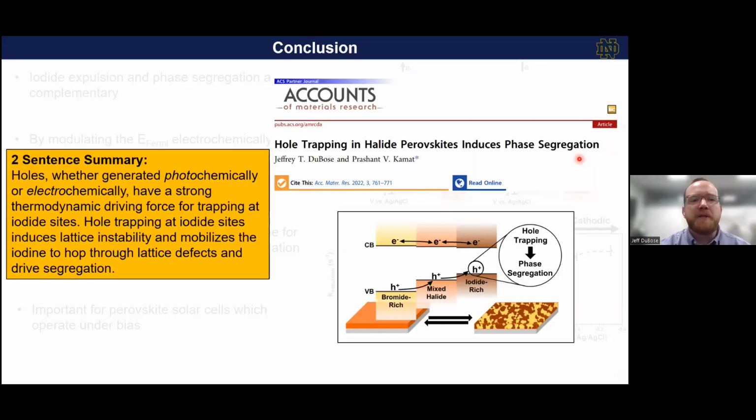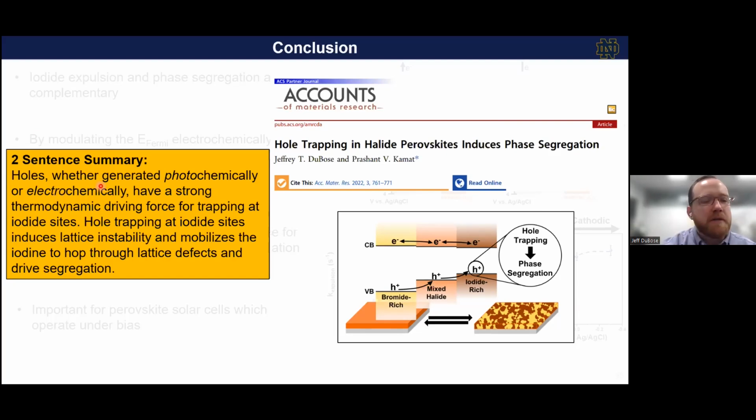And so I think if you want to give a two-sentence summary of what the Kamat lab has been able to look at, if we think about what's happening with these holes, the summary is basically: holes, whether they're generated photochemically, which is what we've talked about today, shining light, producing charged carriers, and either modulating that extraction with electrochemistry, that's all photochemical processes. In the past, we've also looked at purely electrochemical hole injection. And we see basically the same thing. You induce this phase segregation process when you introduce holes that are uncompensated in the system.